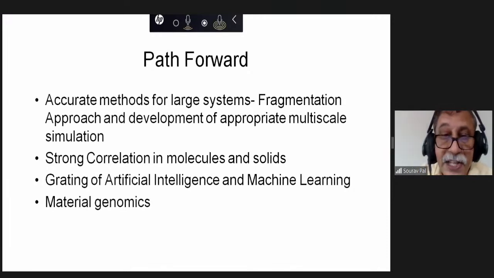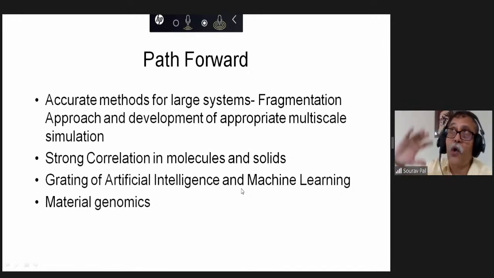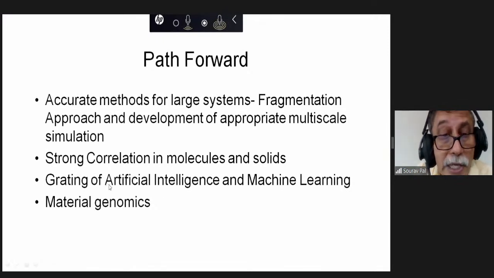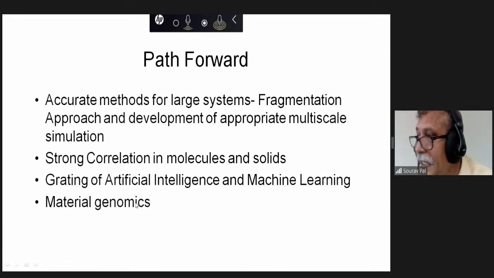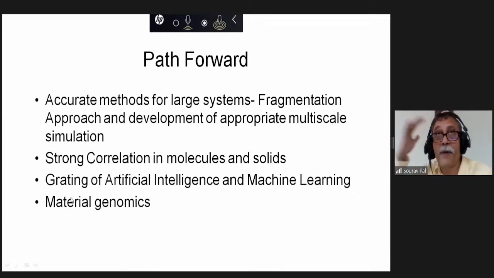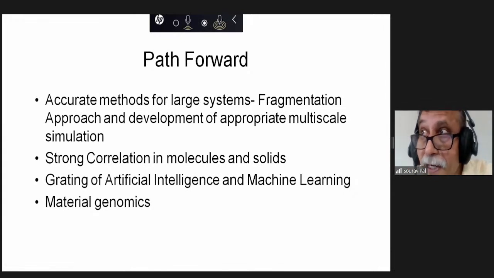That is a very big challenge because this almost requires you to go to a full CI regime, full configuration interaction, which is very, very computationally challenging. We are also looking at using artificial intelligence and machine learning, AI and ML, in many of those problems, and eventually go to material genomics. Just like we have done genomics for our life, we can have material genomics for material properties. I think these are very, very important paths forward.